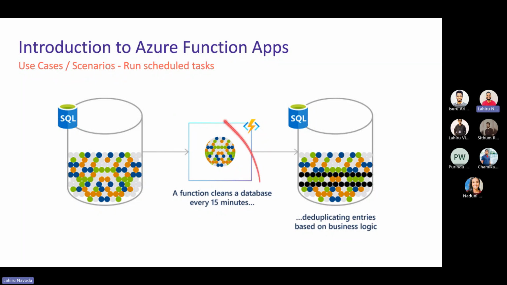So here you have this function. This function is supposed to clean a database every 50 minutes. You can have this function as a timer trigger, and you can configure the trigger interval to 15 minutes. So you have these input bindings from this Azure SQL database, and you process data inside the function, deduplicating entries based on the business logic. So yeah, this is another use case.